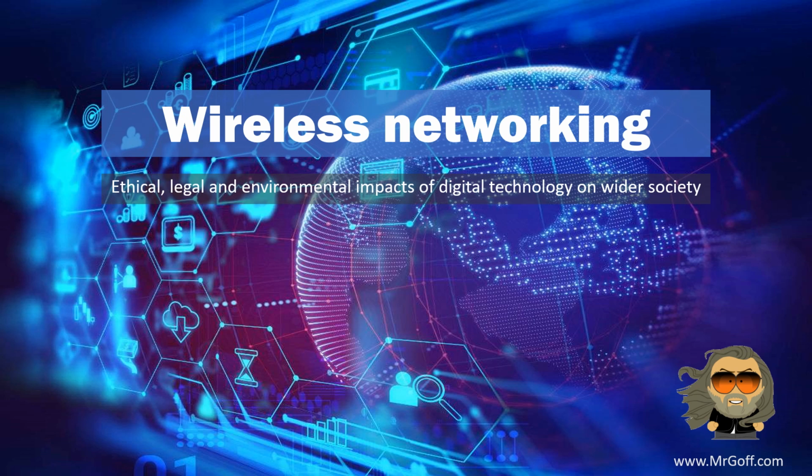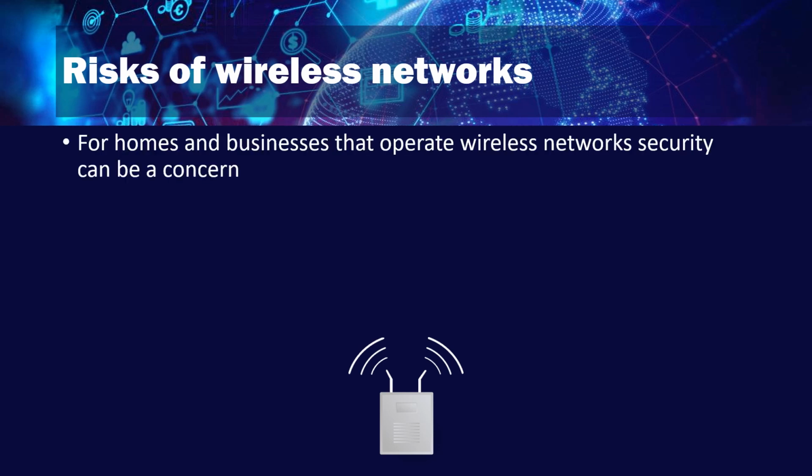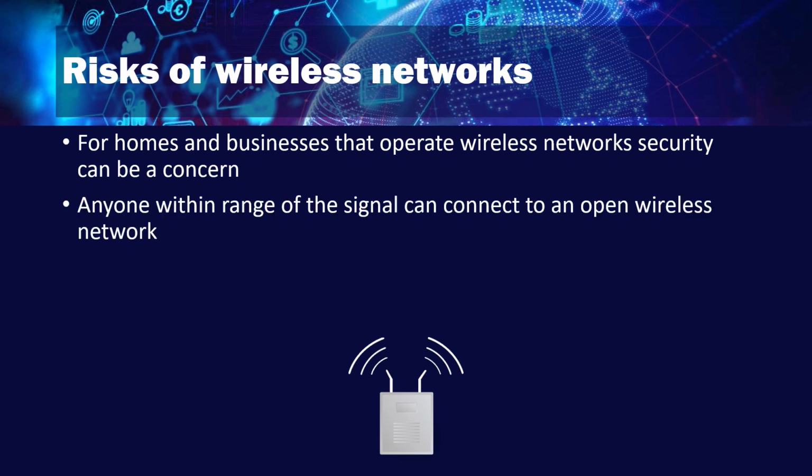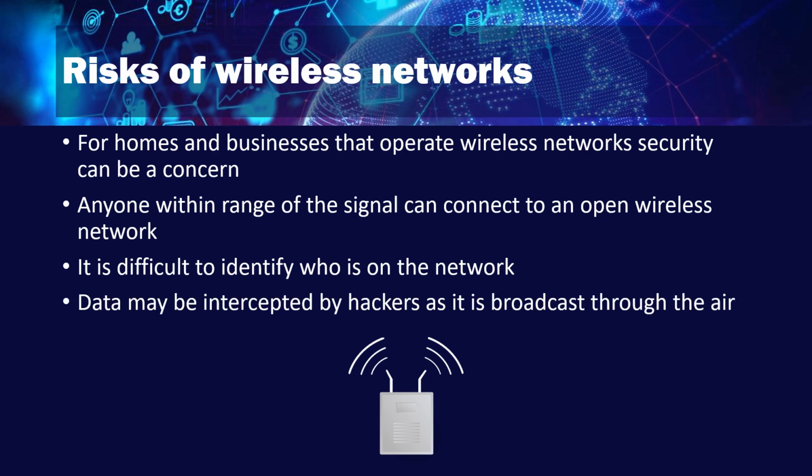This video will focus on the effects of wireless networking on society. As we learned earlier in the course, a wireless network is a network where devices are connected through radio waves rather than through wires. For homes and businesses that operate wireless networks, security can be a concern. This is because anyone within range of the signal can connect to an open wireless network. It's difficult to identify who is on the network, and also data may be intercepted by hackers as it is broadcast through the air.